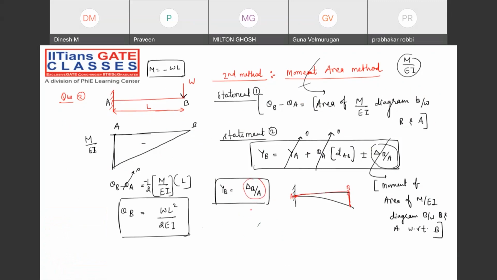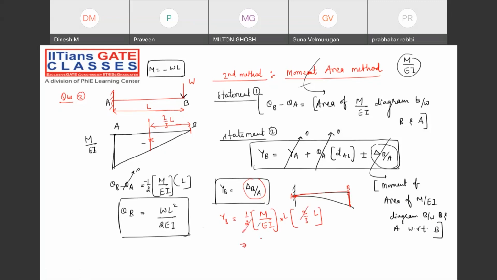And you know what this is. I already mentioned the moment of area of the M by EI diagram between B and A with respect to B. Just take the area first of all. Note down the area. What is the area? Half of base into height. And the moment: this area moment is the distance between the centroid and B point. That is the meaning of moment of area. And what is this distance? 2 by 3 into L. Check it out.